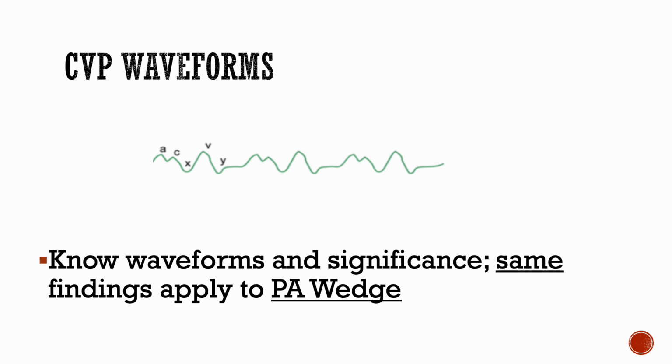So with a CVP, these activities reflect what's going on in the right side of the heart, but you can get the same thing that will tell you what's going on with the left side of the heart with a PA catheter in place and with a wedged catheter.